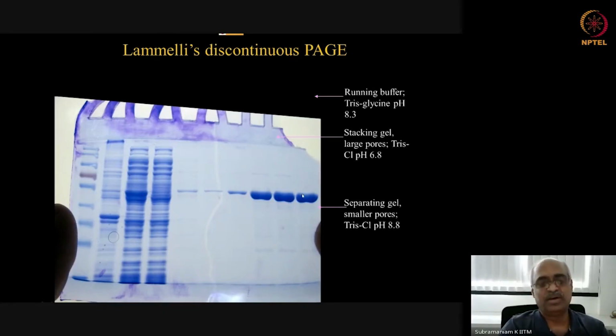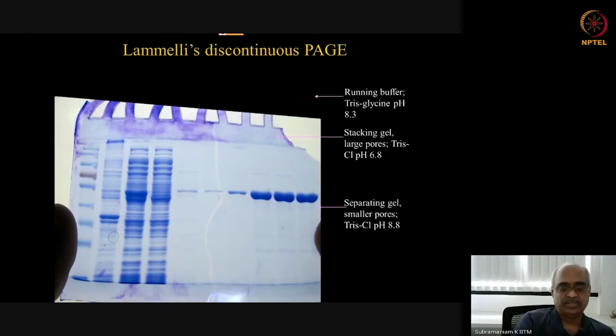So this whole drama is done primarily to concentrate all the molecules in that taller column of liquid into a sharp band at this junction. Okay, it forms at this junction primarily due to the pH difference and the pore size difference. That is why it gets concentrated here. So this is the basic principle of discontinuous polyacrylamide gel electrophoresis. So this gel can be used without adding SDS as well. But when you add SDS, we call it SDS-PAGE.